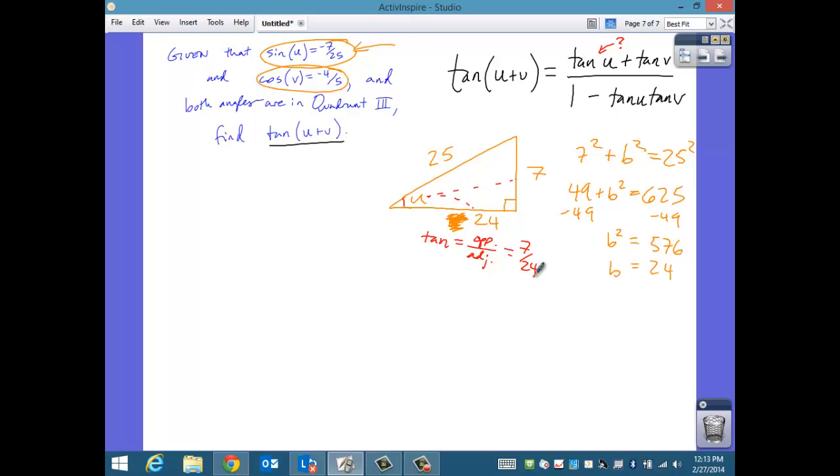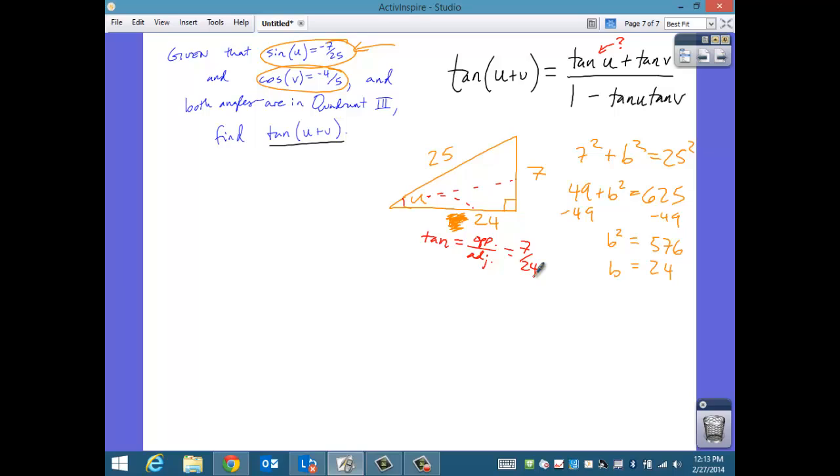Now, maybe at this point you're wondering, why is it 7/24 and not -7/24? After all, we did have to change one of these values from negative to positive a minute ago. We said we should just leave it as a positive. Well, you see where it says that we are dealing only with angles in quadrant 3. Angle u is in quadrant 3, angle v is in quadrant 3.